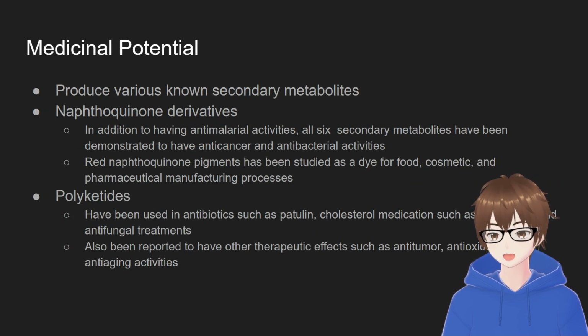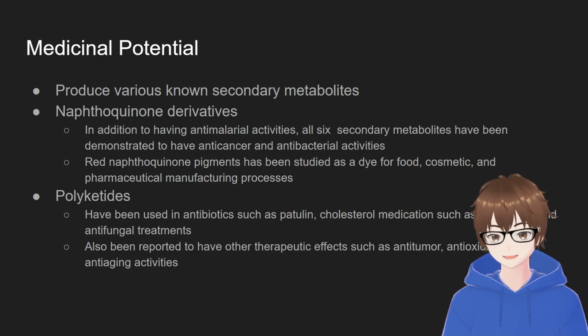So there are also medicinal potential for these fungi. So they produce various known secondary metabolites. So the first being naphthalene derivatives. In addition to having the anti-malarial activities on 6 secondary metabolites, they have been demonstrated to have anti-cancer and antibacterial activity. So this has anti-cancer and antibacterial activities. So you can understand why that would be medicinal potential.